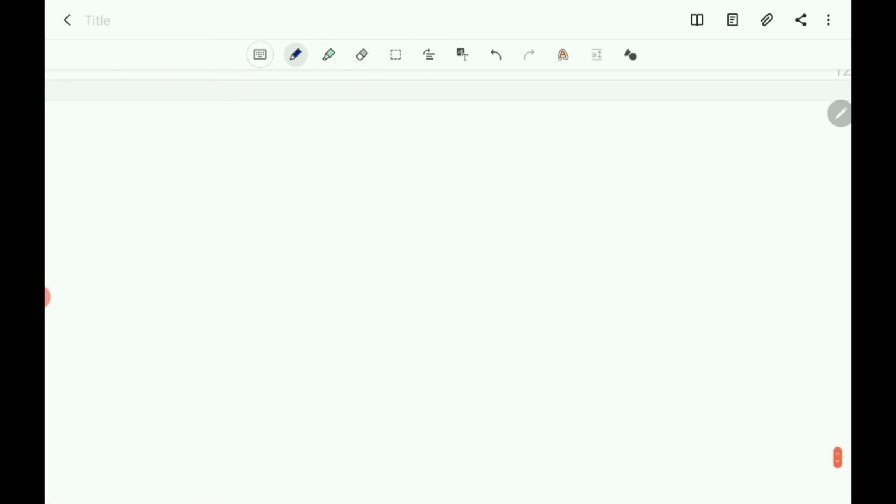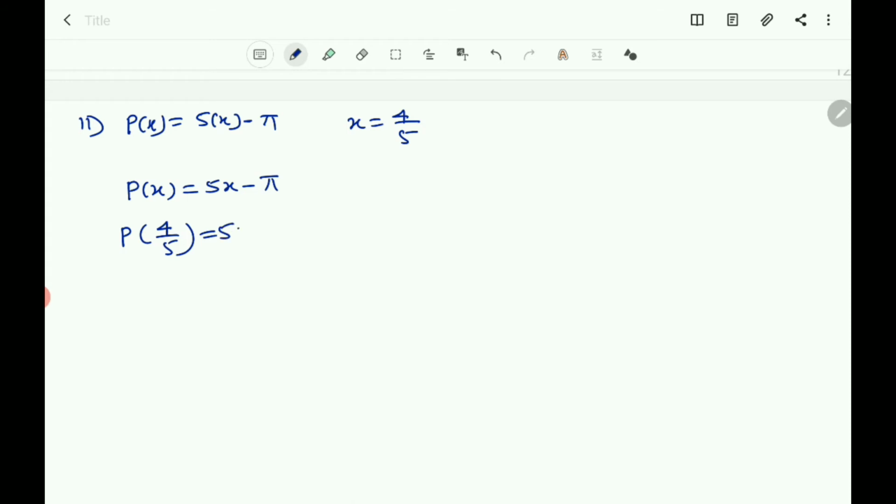Now you take the second one. What is that second one? P of x equals 5x minus pi, at x equals 4 by 5. So at x equals 4 by 5, you write here P of x equals 5x minus pi. Then P of 4 by 5 is equal to 5 into 4 by 5 minus pi.